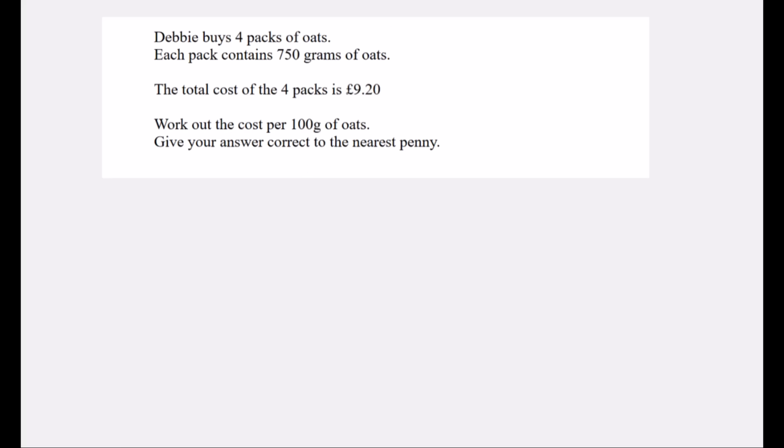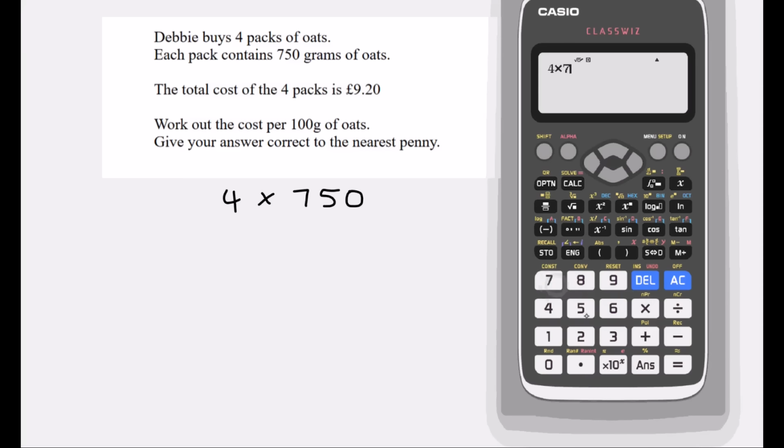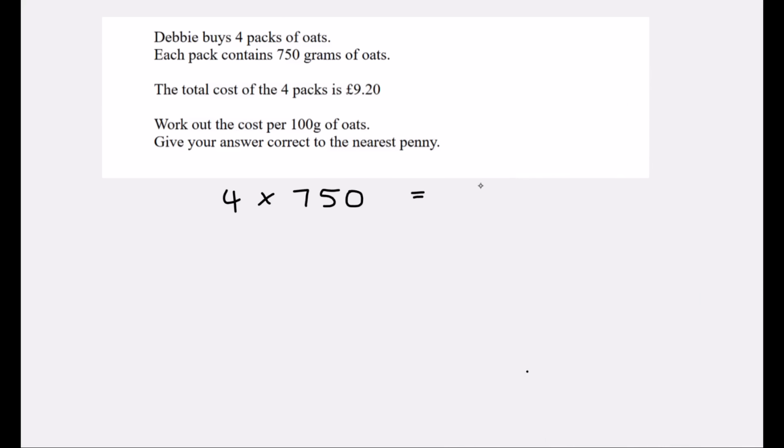Question 18. Debbie buys 4 packs of oats. Each pack contains 750 grams of oats. The total cost of the 4 packs is £9.20. Work out the cost per 100 grams of oats. Give your answer correct to the nearest penny. So we've got 4 lots of 750 grams. We have 3,000 grams.